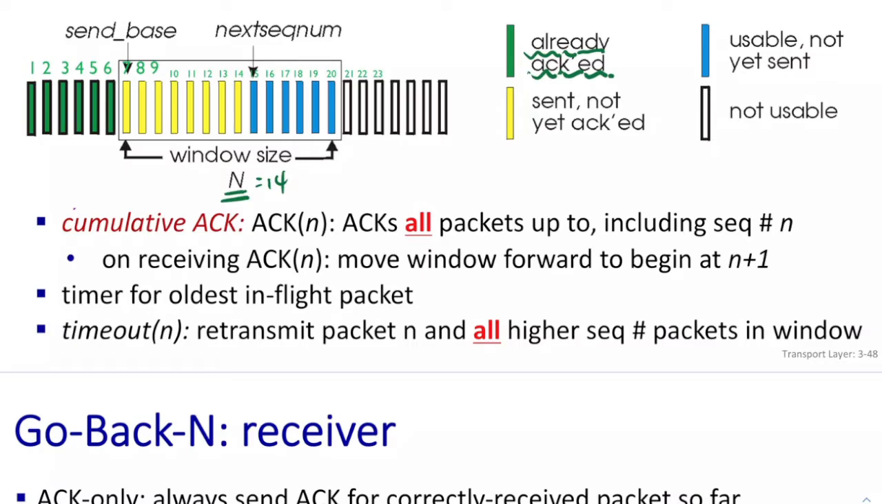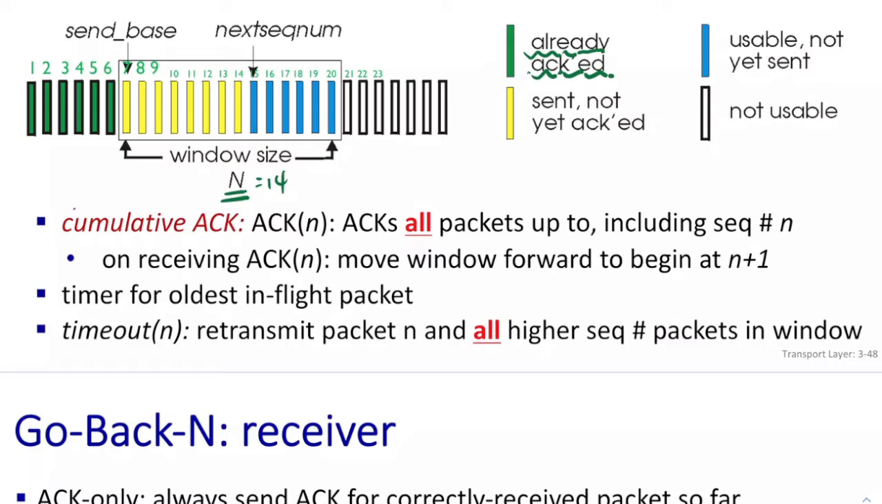The buffer can include 14 segments, and part of the segments, they are in yellow, they are sent packets, and part of the segments in this window size, they are in blue, they are waiting to be sent. Actually this big capital N should be larger, but it's an oversimplified example, so the big N is 14.